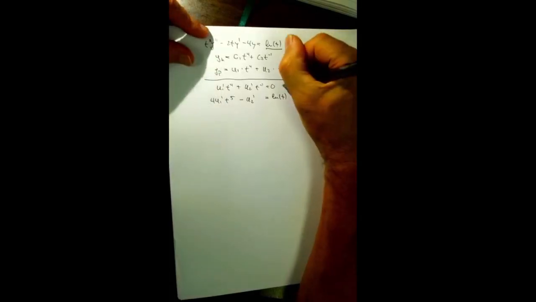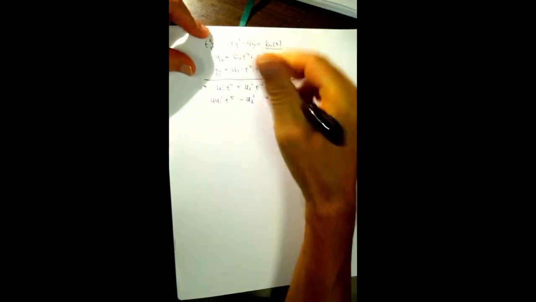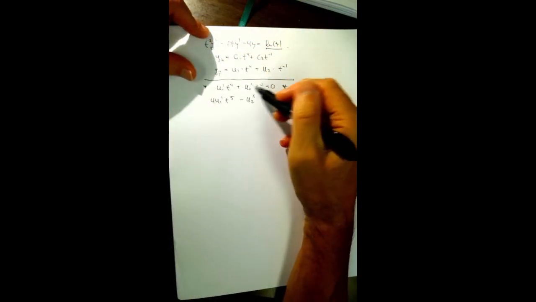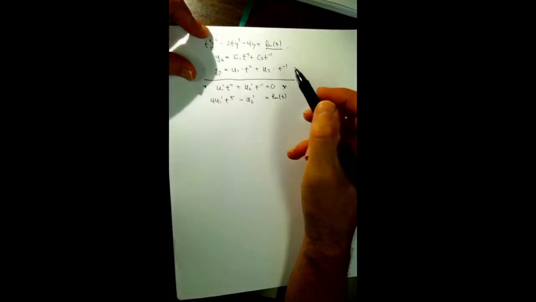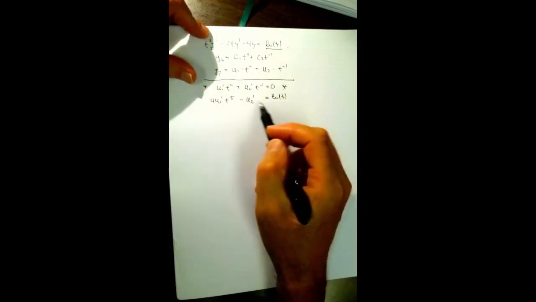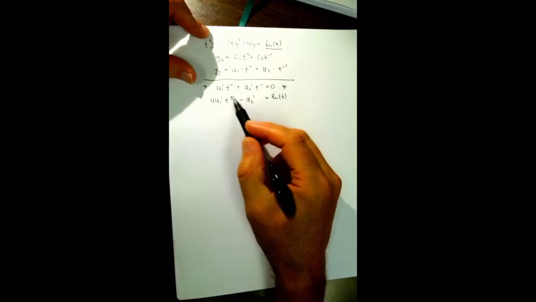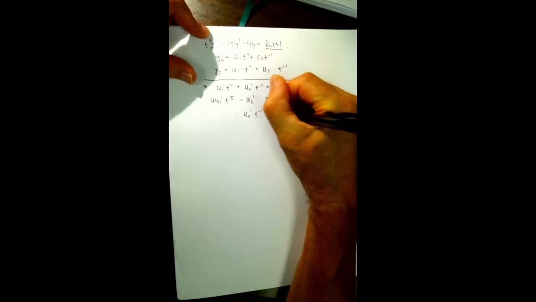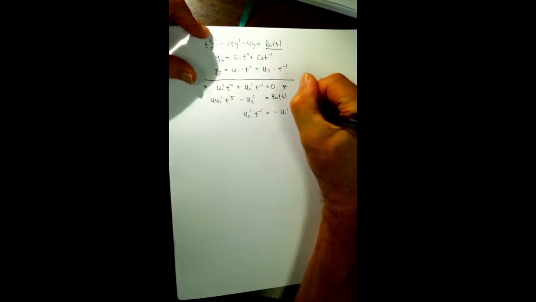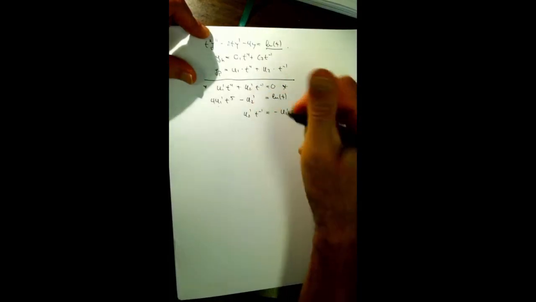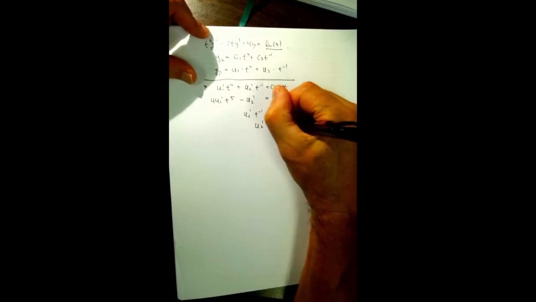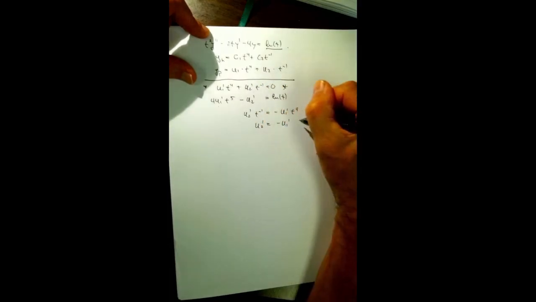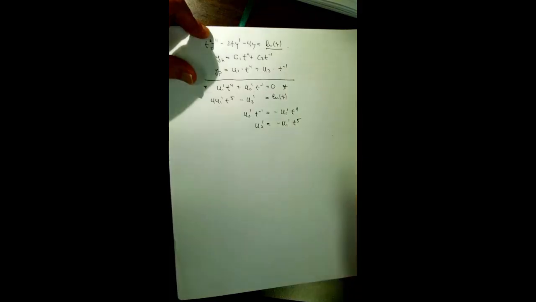I'm going to use this equation to solve for U2 and then plug it into here, and we'll isolate U1 prime and U2 prime. So this says that U2 prime t to the minus 1 is minus U1 prime t to the fourth. If I multiply through by t, I get U2 prime is minus U1 prime t to the fifth. Okay.